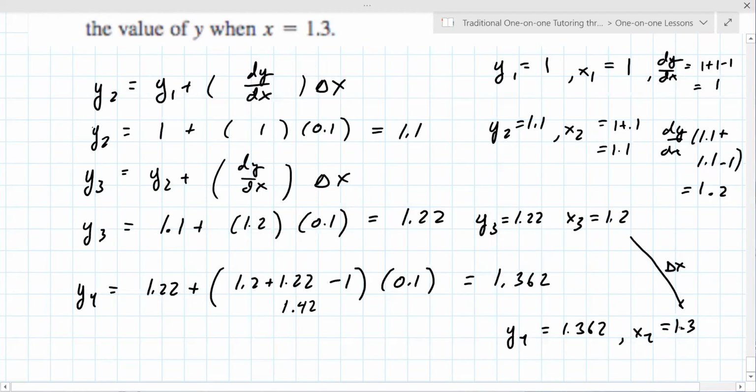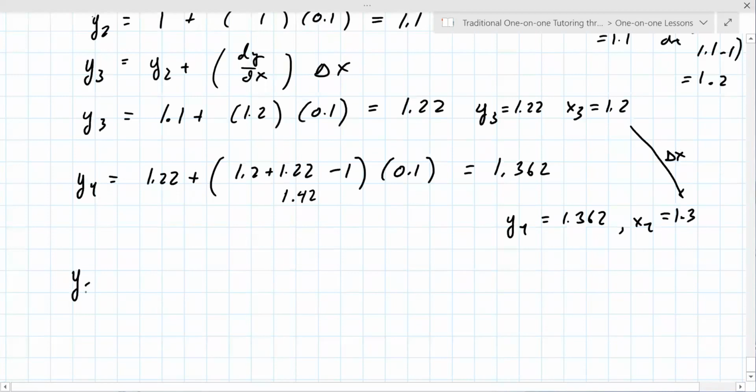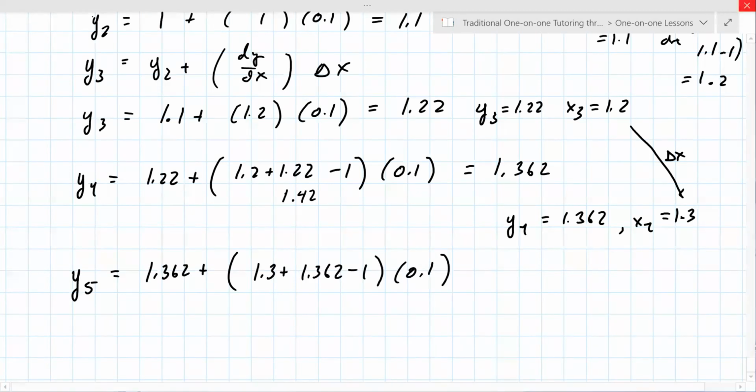Another thing, I know I'm throwing a lot at you. Sometimes this is really y0 and x0. Try not to worry about that. You just follow it through, and you get to the x value that you need. So y5, this is the final one, is 1.362 plus, you go back to your differential equation, which is x plus y from the previous step, minus 1 because that's what was given, times 0.1, and that is your final answer there. Whatever you get for that.